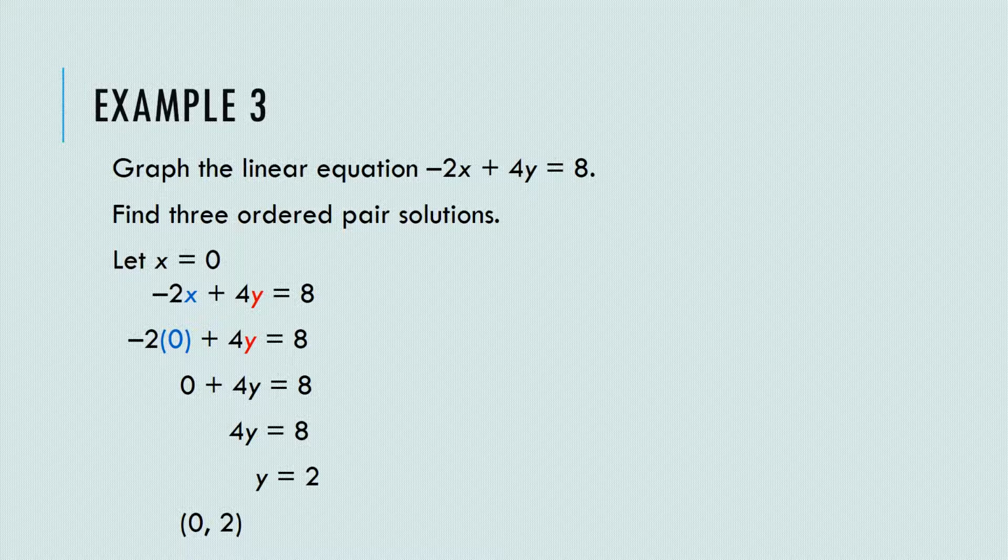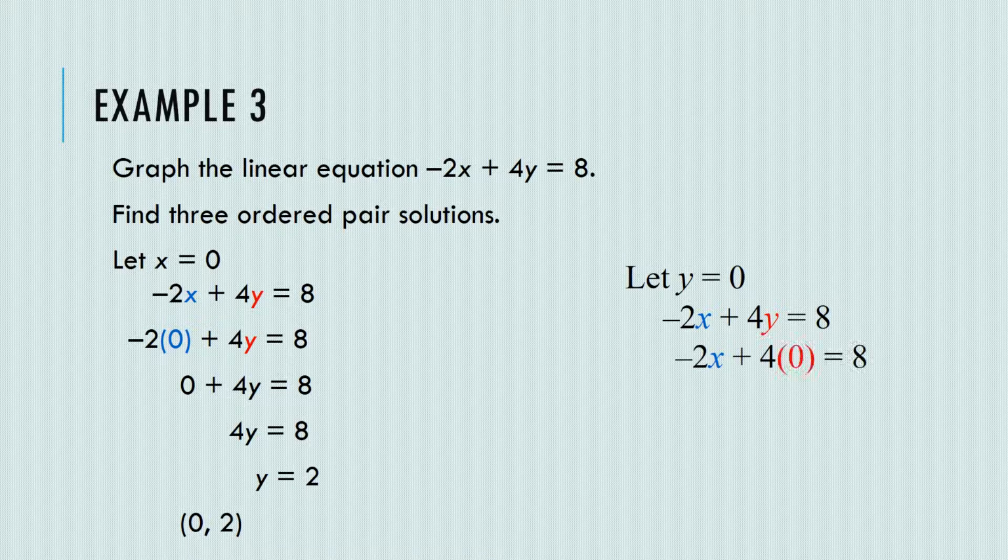And so since I let x equal 0, now I'm going to let y equal 0. So that the same thing can happen. So I plug in 0 for y. My 4 becomes a 0. And anything plus 0 is itself. So I'm going to divide both sides by -2. And I get x equals -4. So my ordered pair is -4, 0. So those are my 2 points.